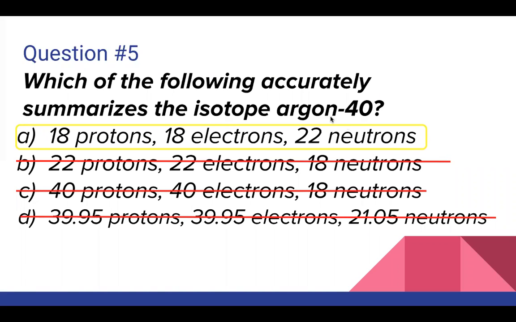You could have also just looked at argon-40 and seen that it doesn't say the charge, so you can assume it's neutral. So the number of protons and the number of electrons should be the same. I guess in B, the number of protons and electrons was also the same, so that also would have had a neutral charge. But argon-40 should have 22 neutrons. That's how we figured that one out.